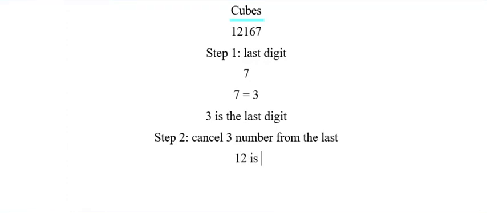Now step number 2. We will cancel 3 numbers from the last. So if I cancel 3 numbers from the last, which numbers will be cancelled? It is 167 that will be cancelled. Now what is the only left out number? 12 is the left out number. Now this 12 lies between what set of numbers? 12 lies between 2 cube is 8 and 3 cube is 27. So it lies between 2 and 3. So this left out number lies between 2 and 3.